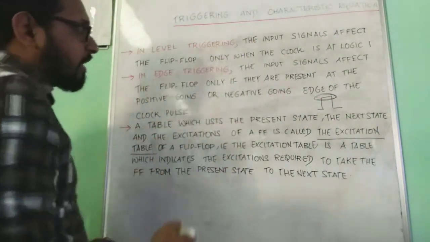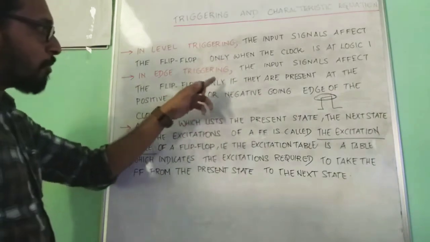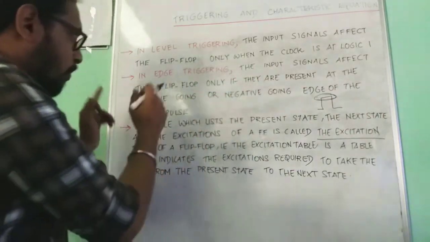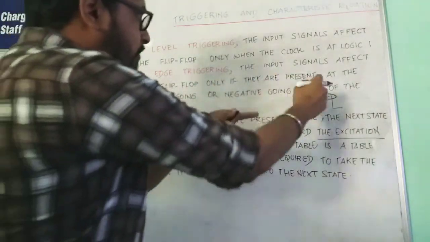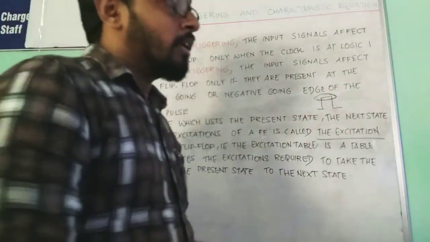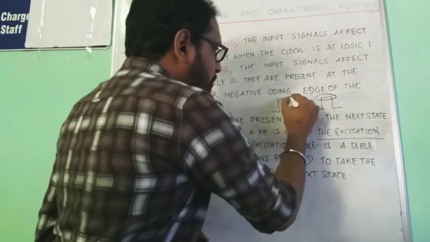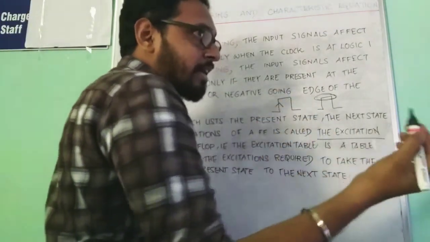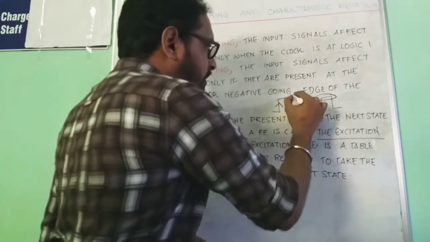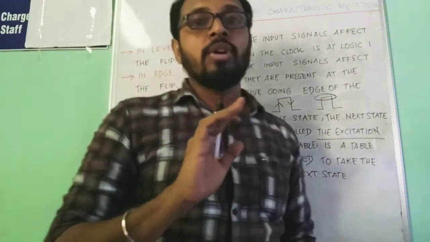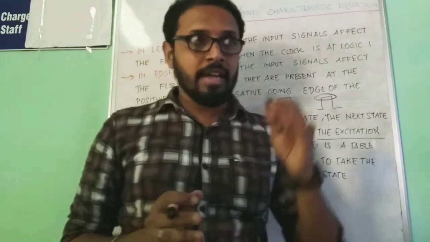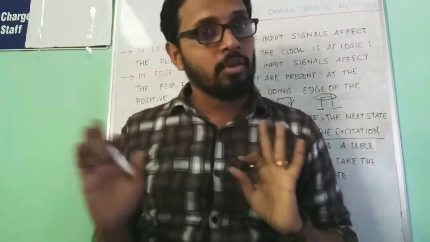In edge triggering, the input signals affect the flip-flop only if they are present at the positive going or negative going edge of the clock pulse. If this is the clock pulse, the positive going edge is this, which I have already discussed, and this is the negative going edge. This won't happen together. It is either the positive going edge or the negative going edge.